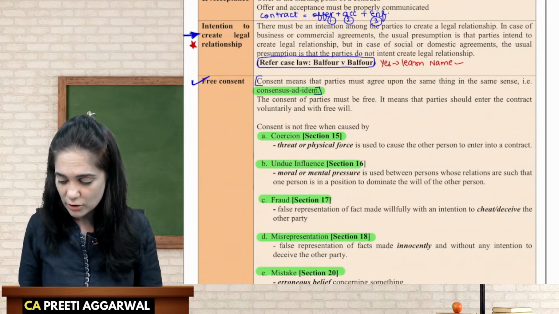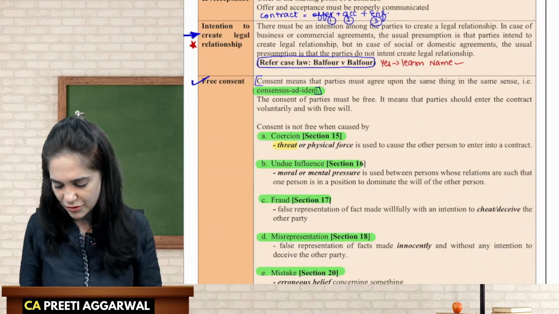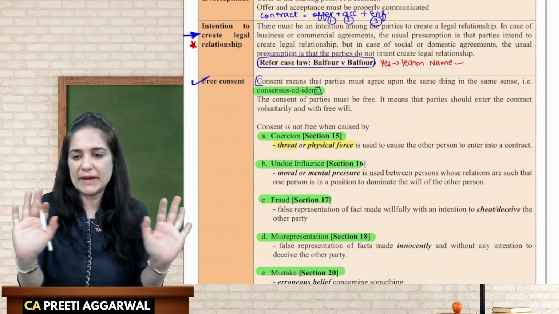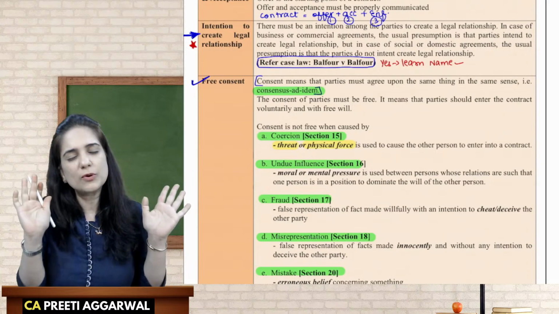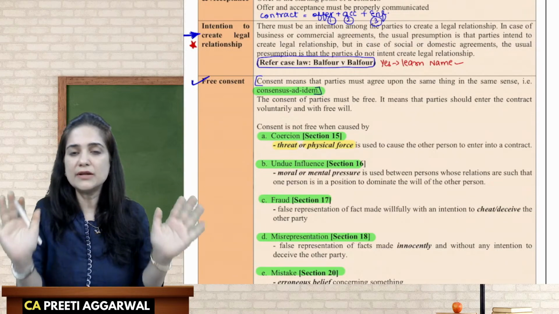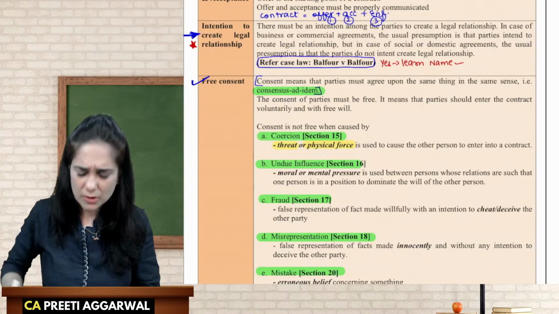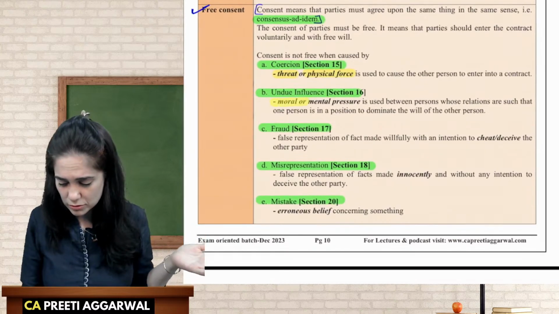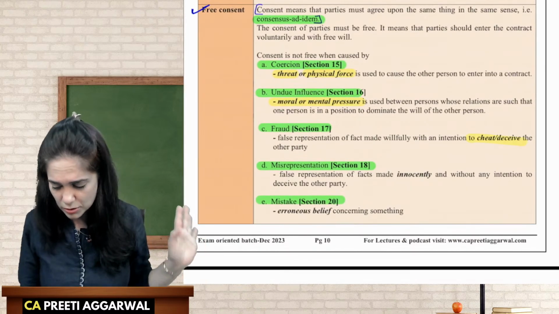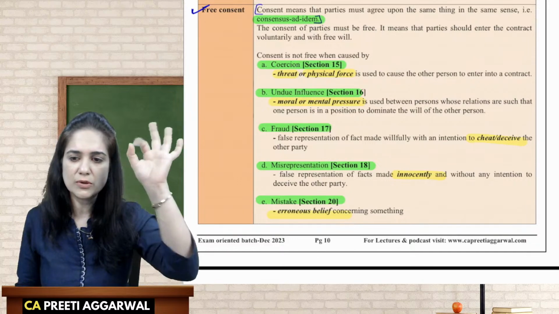Now, what is the meaning of coercion? Coercion means there is threat or physical force. I'm not explaining it right now because we are going to discuss all this in detail in unit 3 and this is not something new. From exam point of view, do you need to learn this now? No, we can wait. We can do this in unit 3.